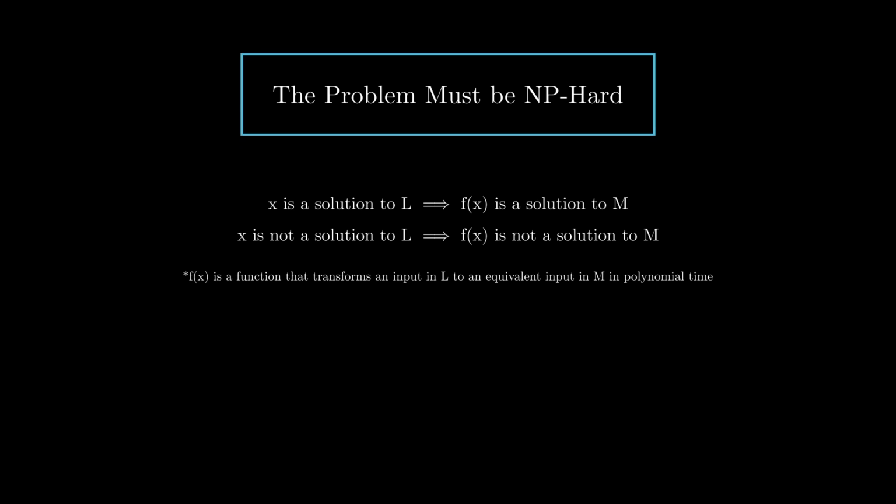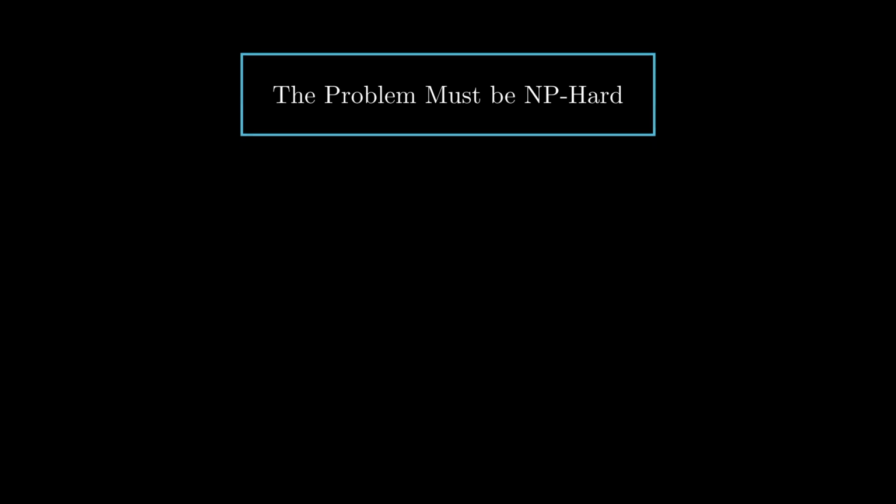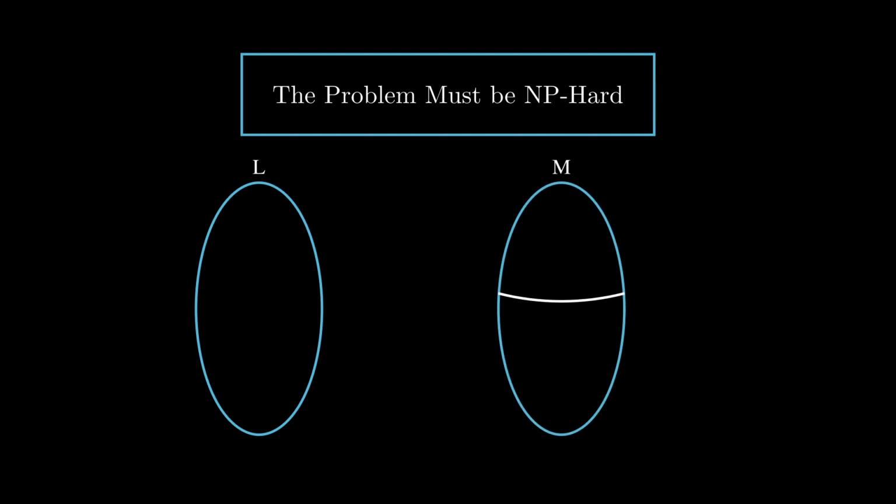Let's go into greater detail about the idea of reduction. On the left, we have all of our inputs in L. On the right, we have all of our inputs in M. We will divide our set of inputs in M into two sections. At the top, we have all of our inputs that are accepted by M. At the bottom, we have all of our inputs that are rejected by M.